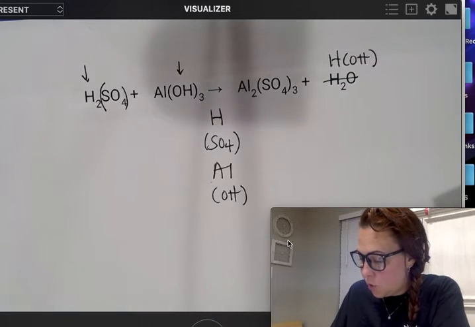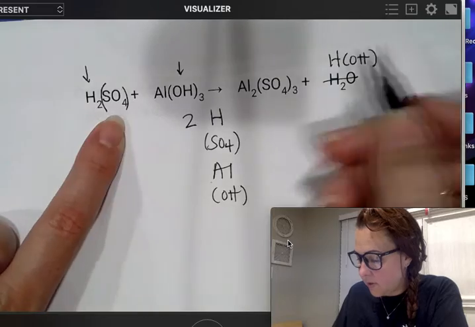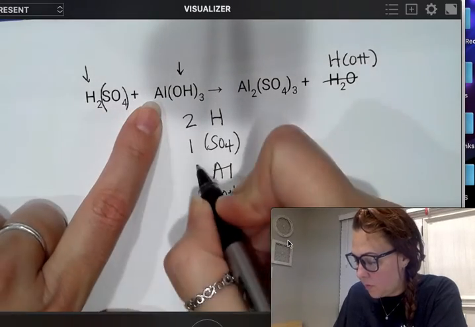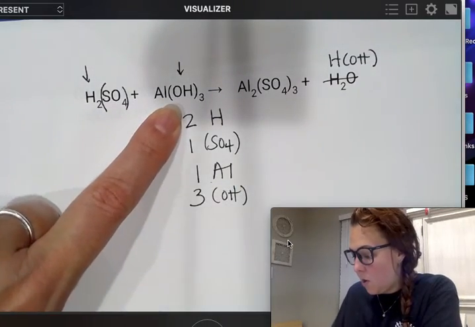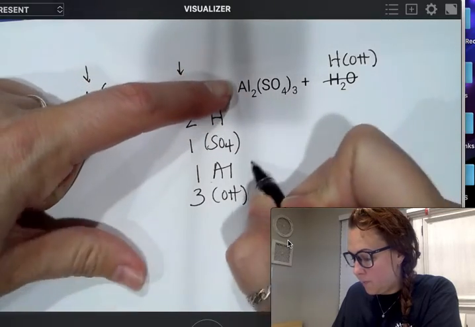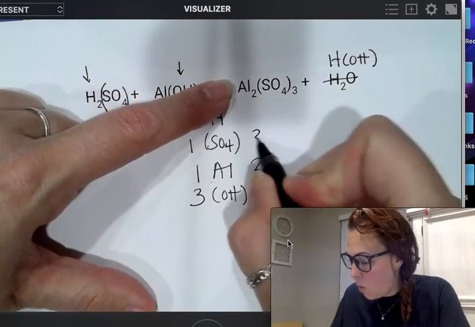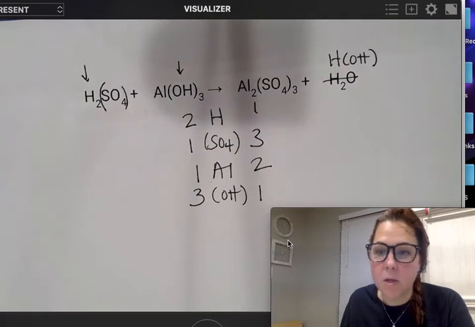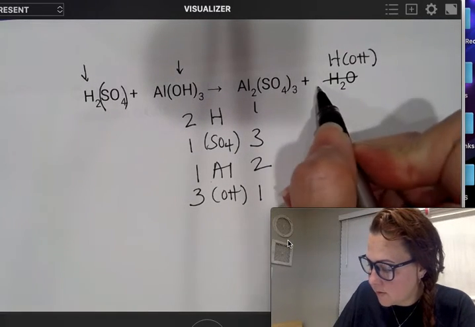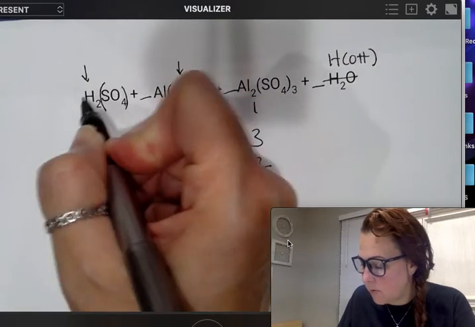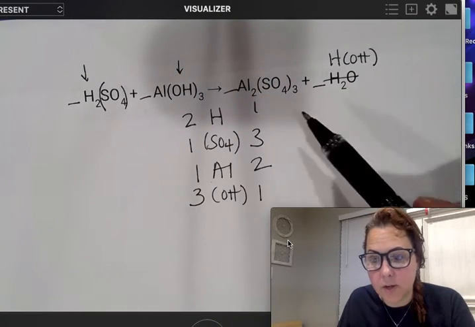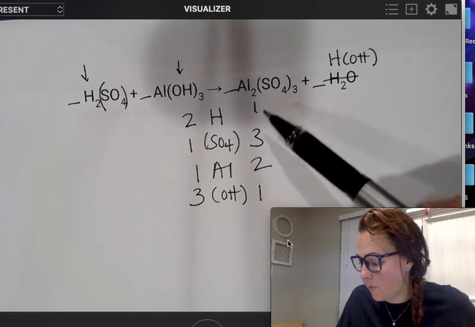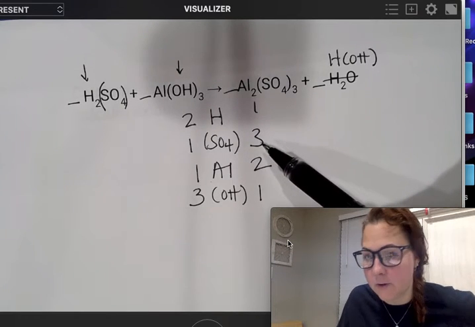So here I have 2 hydrogen, 1 sulfate, 1 aluminum, and 3 hydroxide. Over here I have 2 aluminum, 3 sulfate, 1 hydrogen, and 1 hydroxide. So I need to add coefficients in front in order to balance everything out. We save oxygen and hydrogen for last. So I'm going to skip over hydrogen and fix my sulfate first.